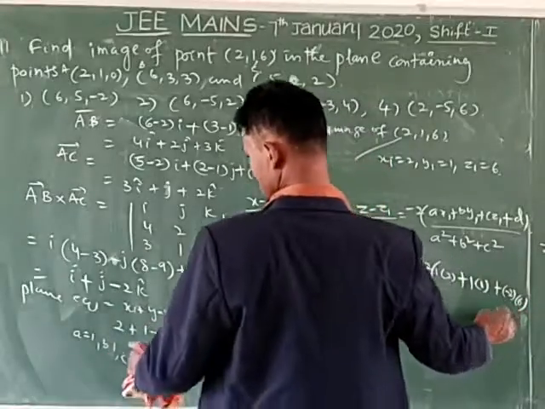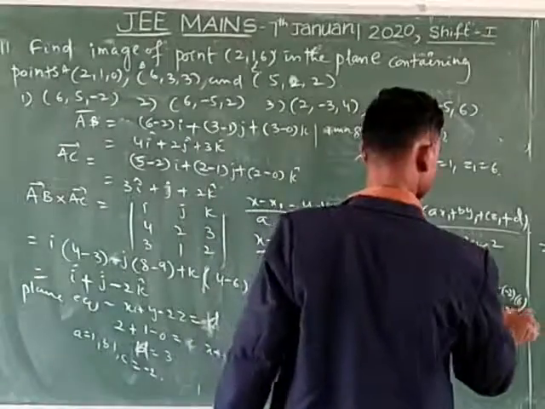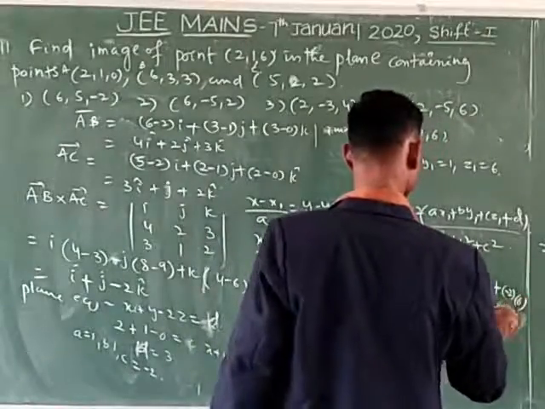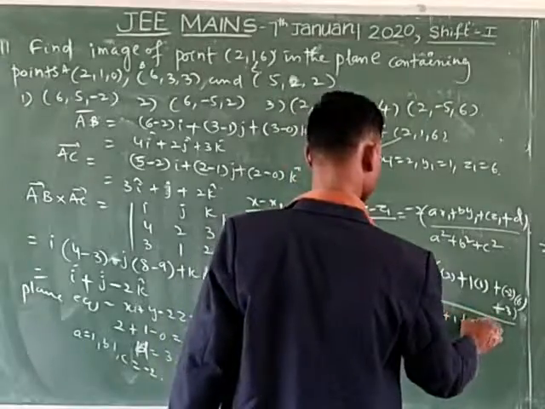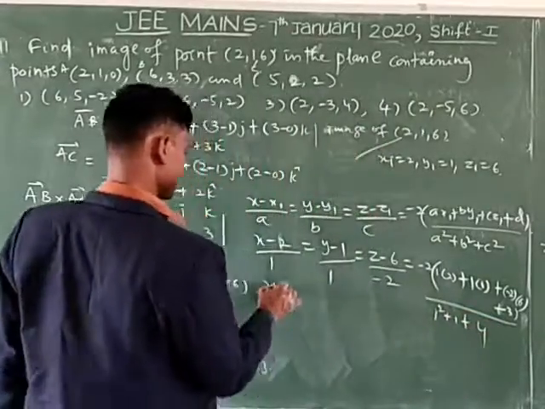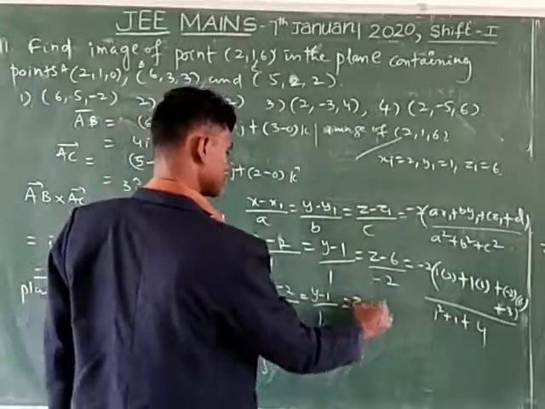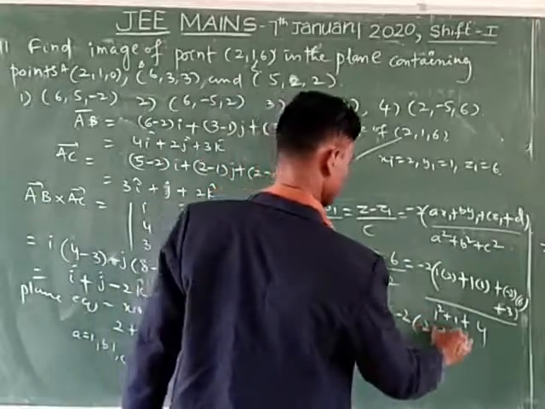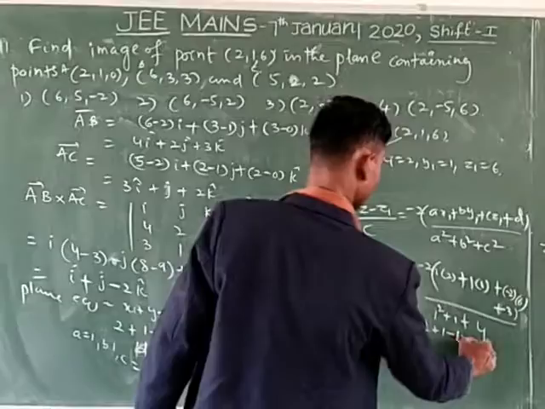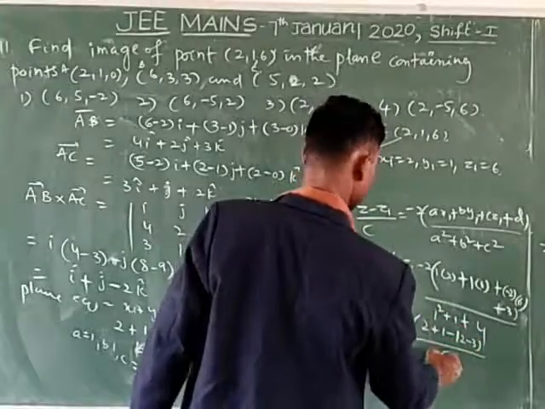And d is equal to minus 3, whole by 1 square plus 1 square plus 2 square, which is 4. Now (x minus 2) by 1 is equal to (y minus 1) by 1 is equal to (z minus 6) by minus 2 is equal to minus 2 of (2 plus 1 minus 12 minus 3) whole by (1 plus 1 plus 4), which is 6.